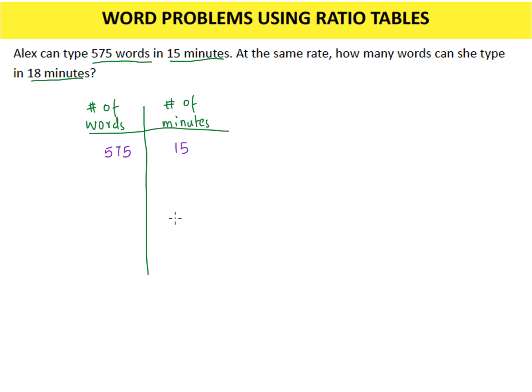Again, we can find the unit rate by dividing both sides by 15 and figure out for 1 minute how many words she can type, because you want to eventually get to 18. And when we divide both sides by 15, you will notice that you will get not a very nice number. You will get 38.3 repeating, and obviously if it's a repeating decimal, you have to write it as a fraction, so you have to write it as 38 and 1/3.